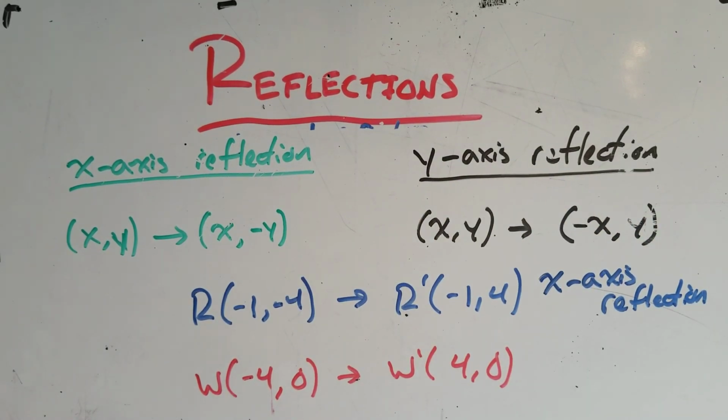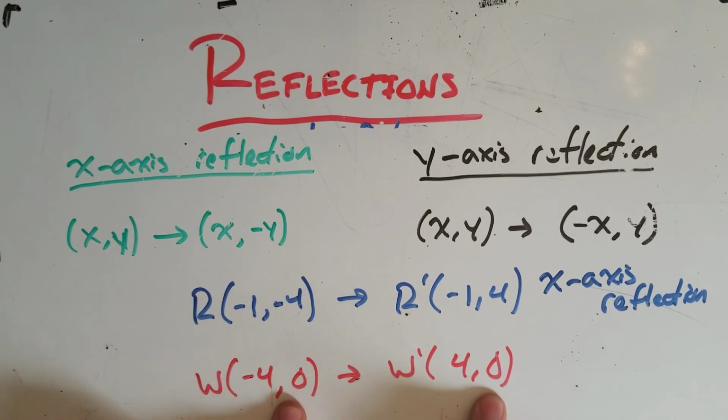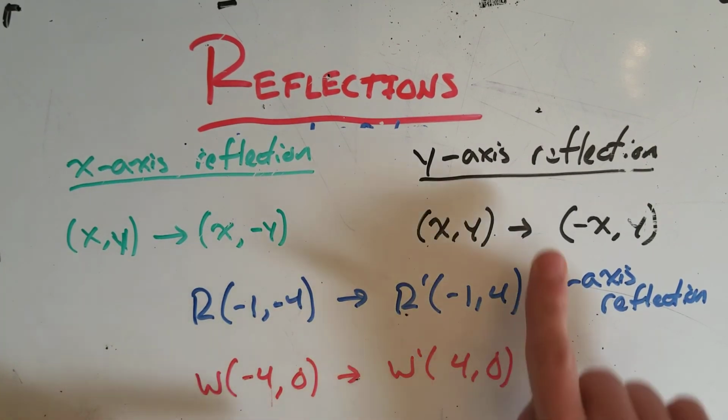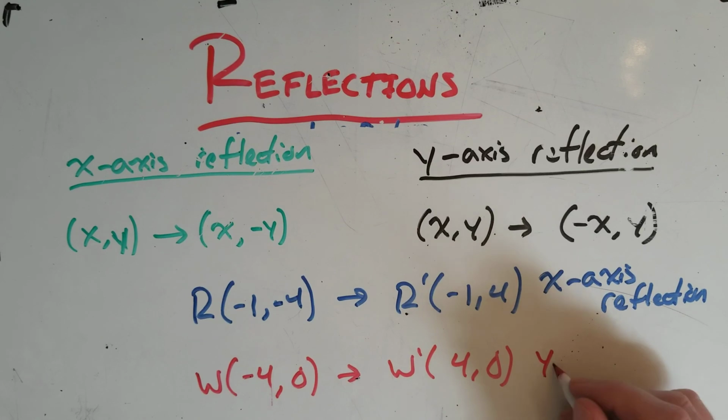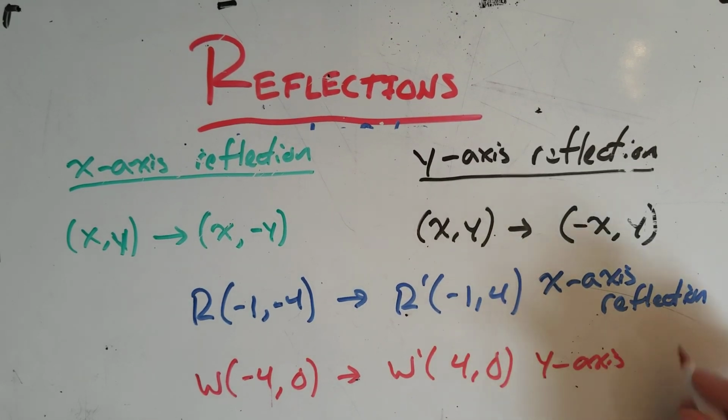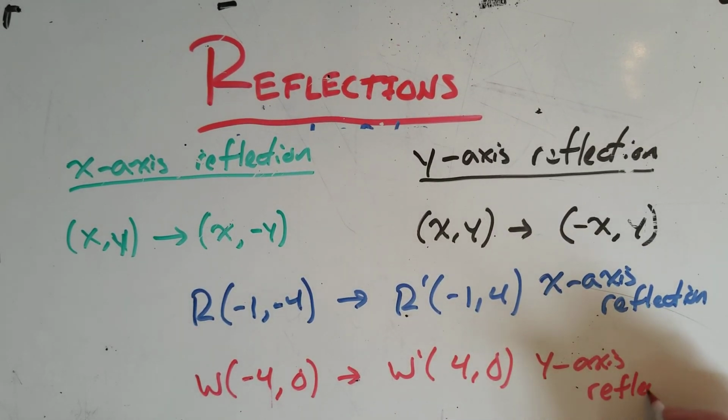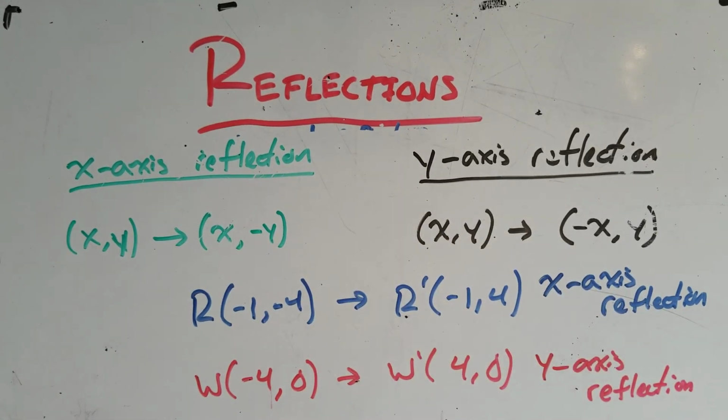And down here, compare. Your x's, they just become the opposite signs, but your y stays identical. So that indicates you have a reflection. And since the x is changing signs, it's going to be the y-axis reflection. That's all you're looking for with the transformations. What's changing in the coordinates.